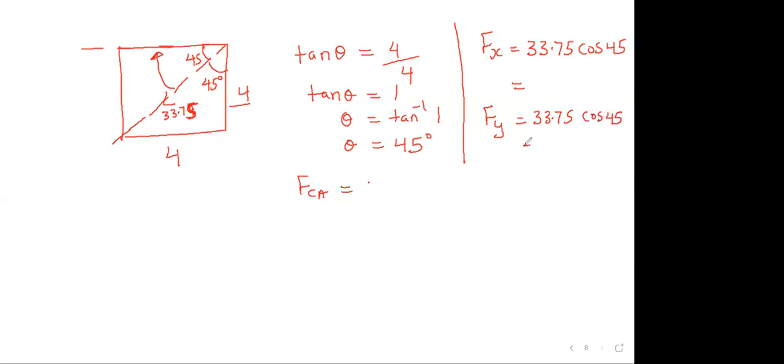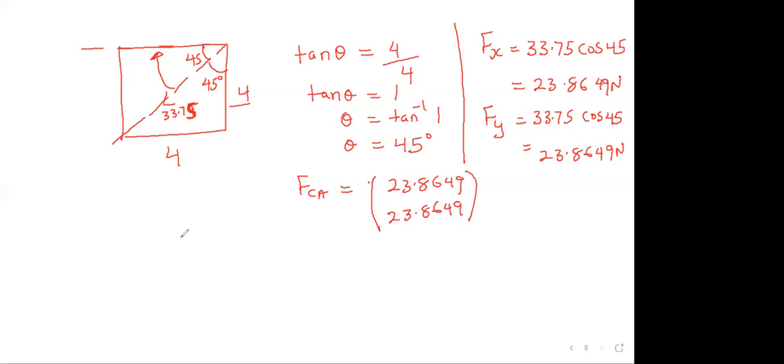Okay. So let's press our calculators and find what is your Fx, what is your Fy. 23.8649 newtons and 23.8649 newtons. So that is your Fx, Fy. In case you want to write it in another format, you'll find at times people writing it like this. It is also okay as long as you know how to use it.